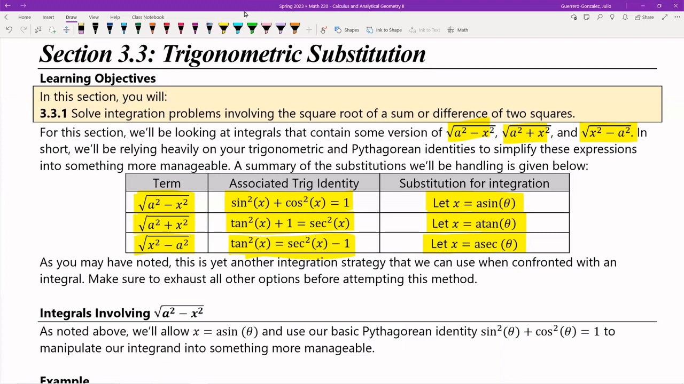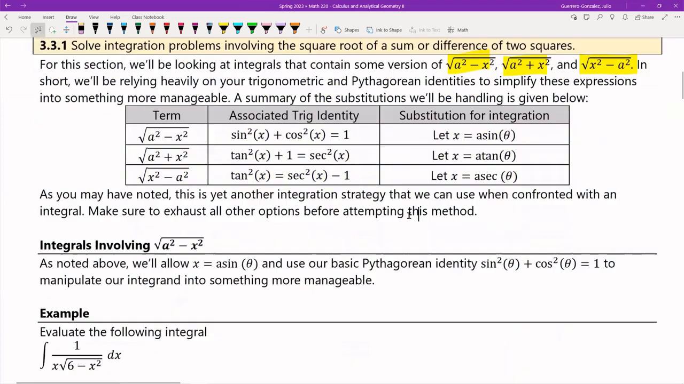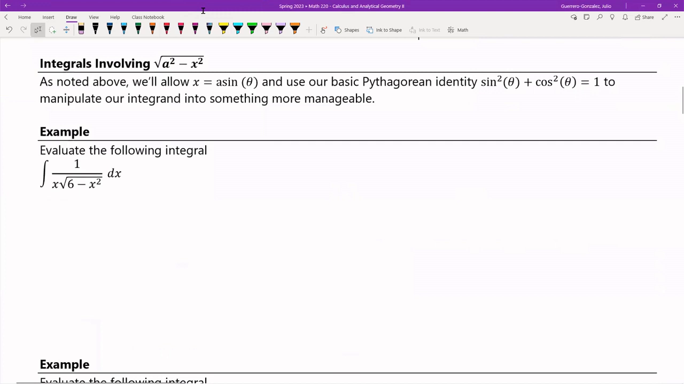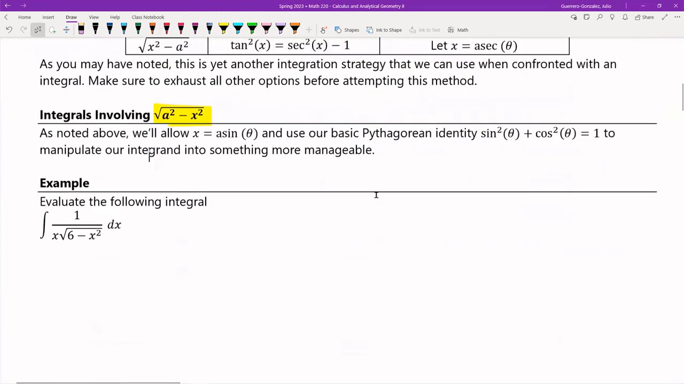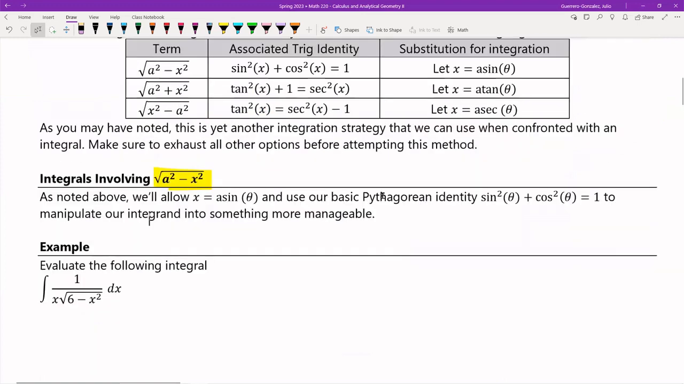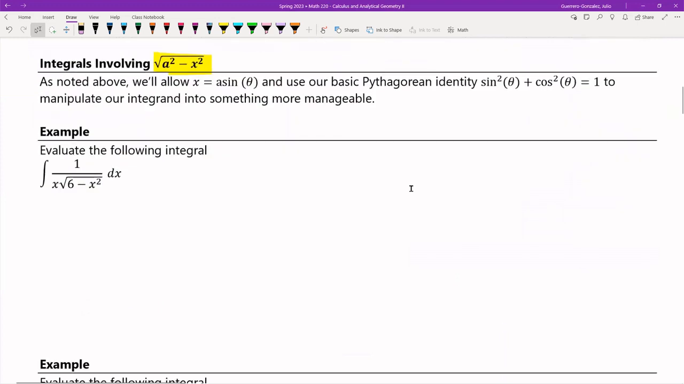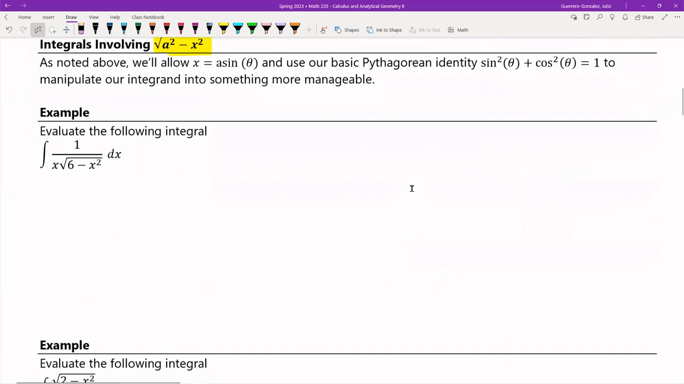So the first one I'm going to cover is integrals that involve a squared minus x squared, these kind right here. And if you remember from the table above it, I need to let x equal a sine theta. So let's go ahead and get started on this one in particular.